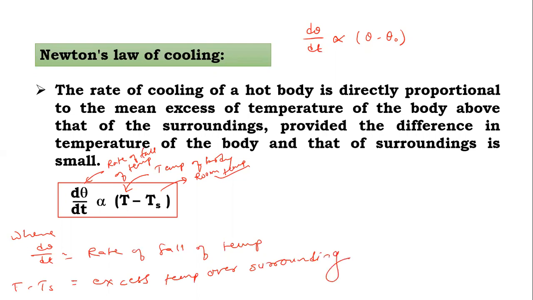And in that way you can write the law: d theta by dt, rate of fall of temperature, is directly proportional to T minus Ts, meaning excess temperature over surrounding, provided that this excess temperature must be small. And this is the statement for Newton's law of cooling. I hope everyone understood.